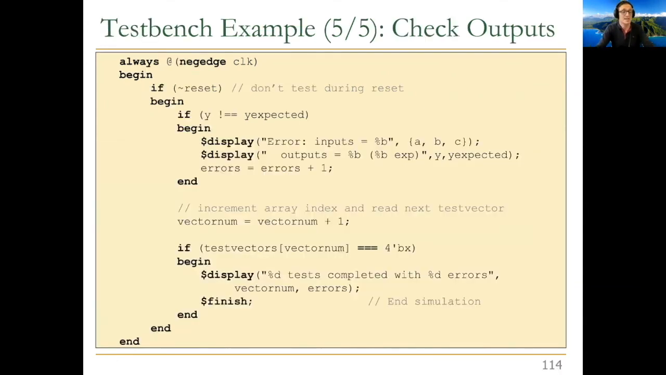Okay, this is your test bench. This is the part that checks the outputs. If y is not equal to y expected, you get an error, and you display the error. And then if the test vectors reach the maximum, you complete the test over here. So this is our test bench.